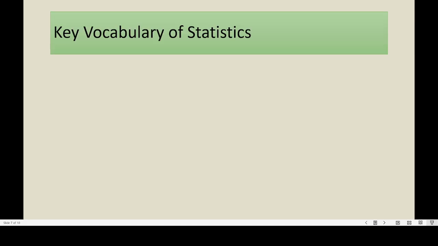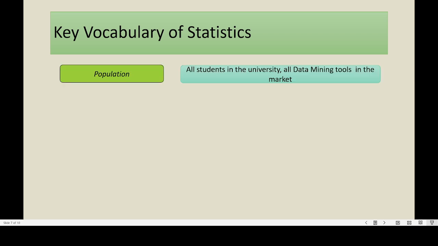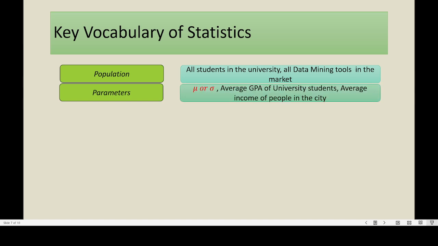Key vocabulary of statistics. Population, which is a complete set of items or events like all students in the university or all data mining tools in the market. Parameter: characteristics that are used to define the given population. It is related to the population. For example, average GPA of all university students, average income of people in the city.